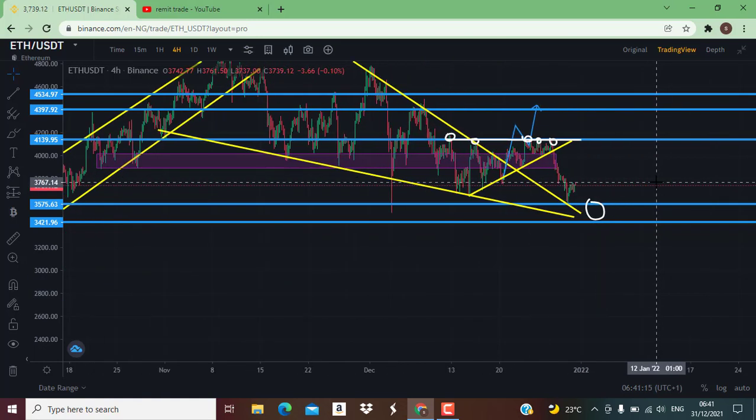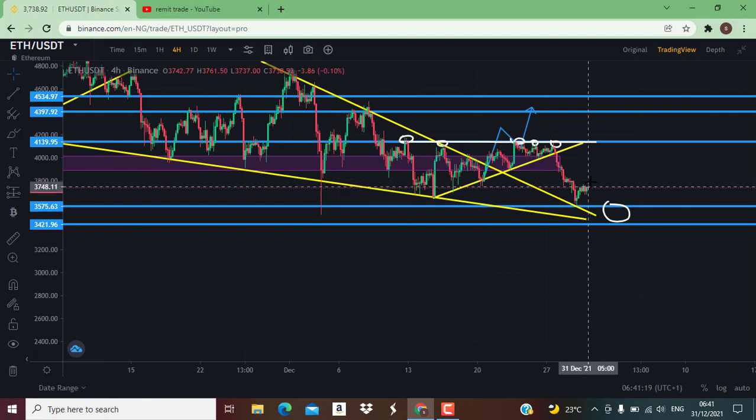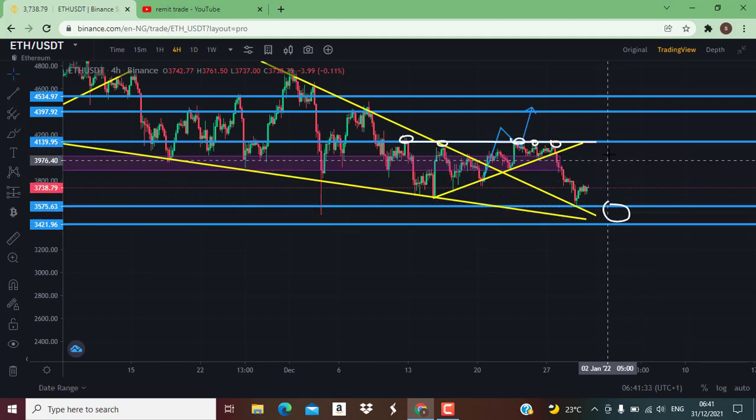What I am looking out for on the immediate short term is the market to rise a little bit into this area before we see a breakout. And like I said earlier, this breakout may take a couple of days or weeks before we can actually see it. The same thing applies to this area as well. So these are the two important levels you should look out for on ETH USDT right now as we move into 2022.